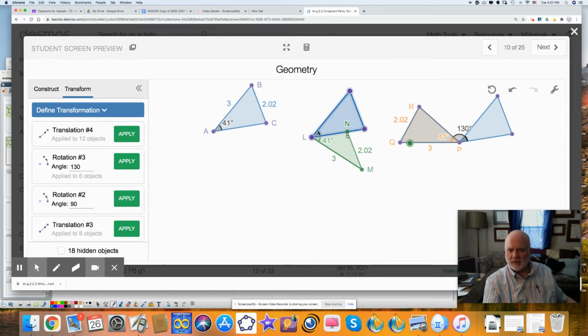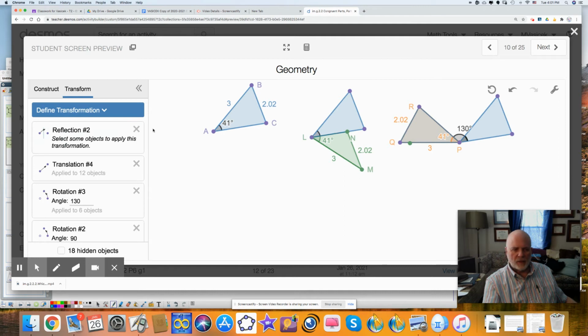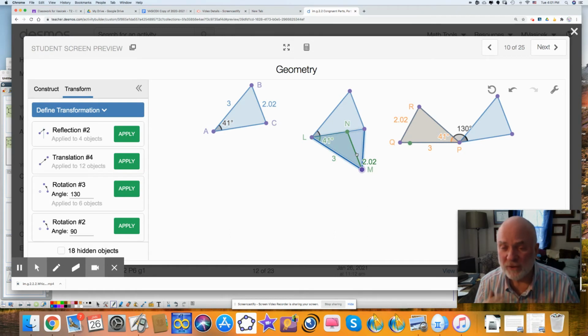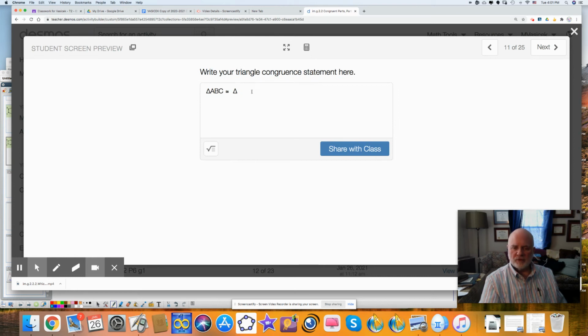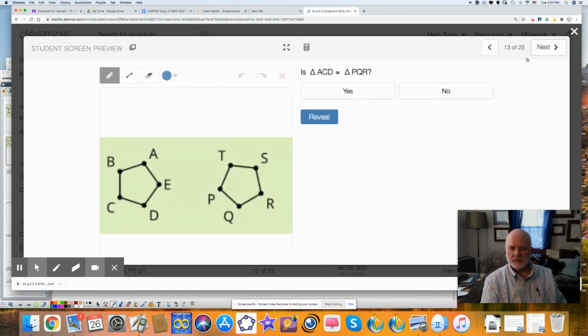And this lines up, so I'm going to do a reflection across this line. When I reflect this across this line, I end up with an angle that's 41 degrees. Both of those match up. The side that's 3, those both match up. This side is 2, and this side is 2, and yet the triangles are not congruent. Why? Because not all of the corresponding sides are congruent. This side is shorter than this one. We'll explore that later. So triangle ABC is congruent to PQR. Here's a video of this that you can see.